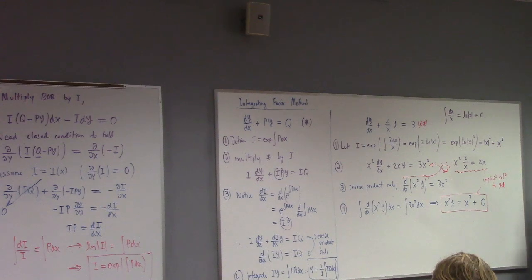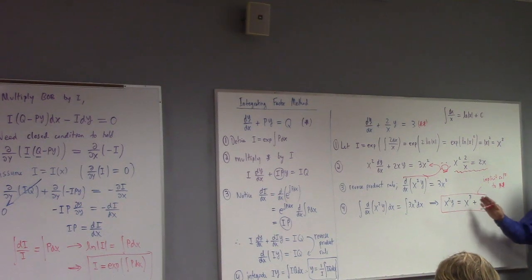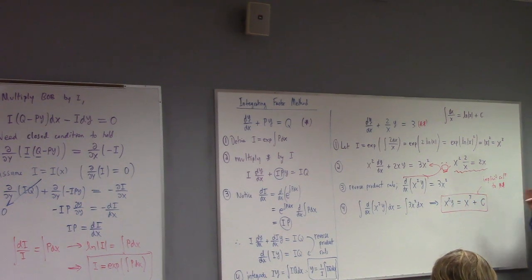If I had an initial condition, if I also told you y of 0 was 3 or something, we wouldn't be done, right? We'd actually have to put in that information to figure out what the constant had to be. But we weren't given that, so this is the implicit general solution. Any x and y which solves this equation for some c is on that particular solution set.